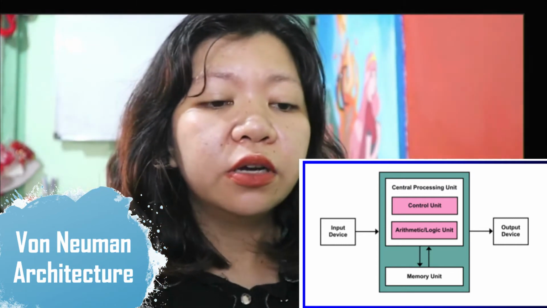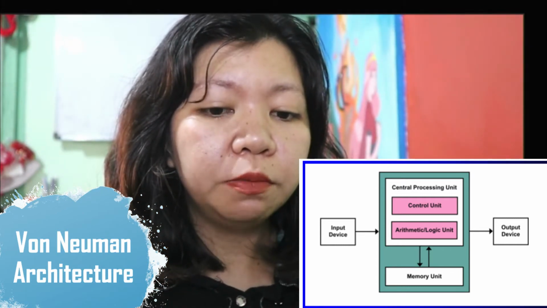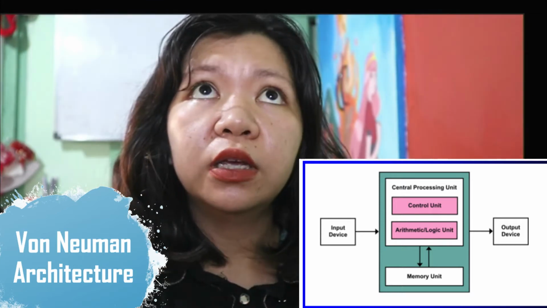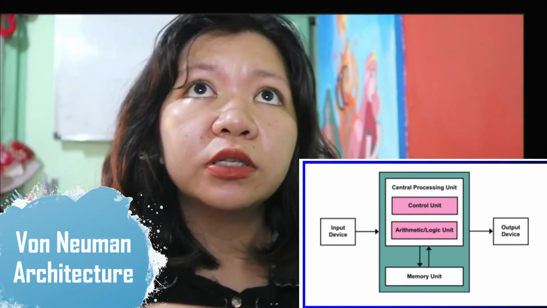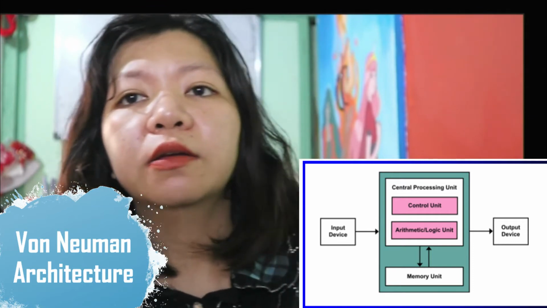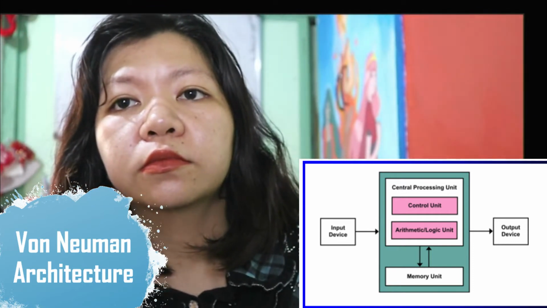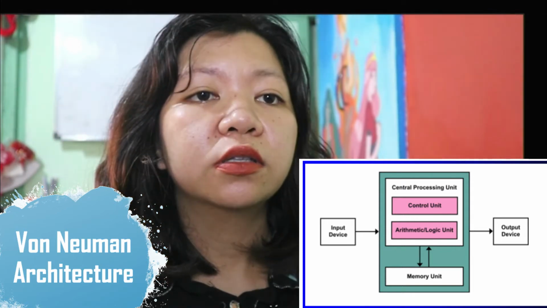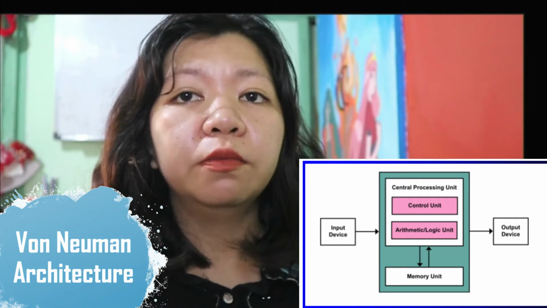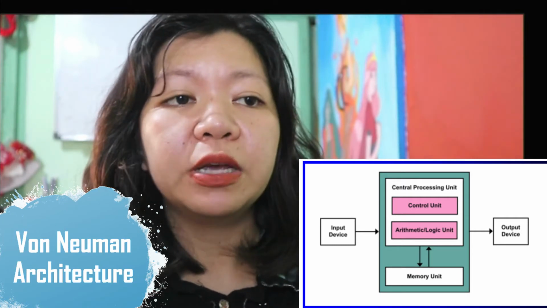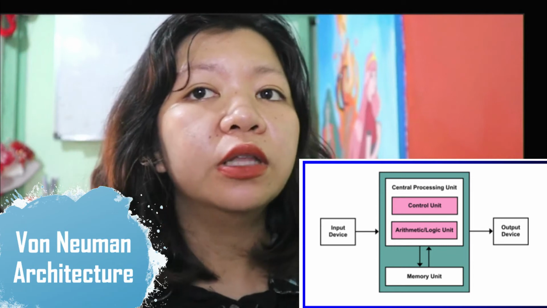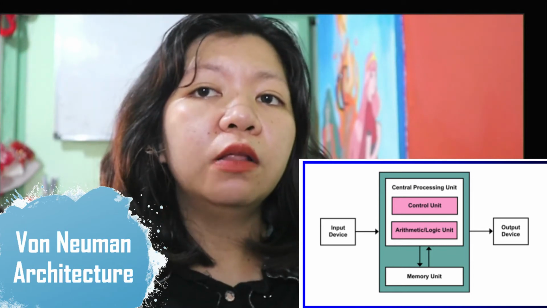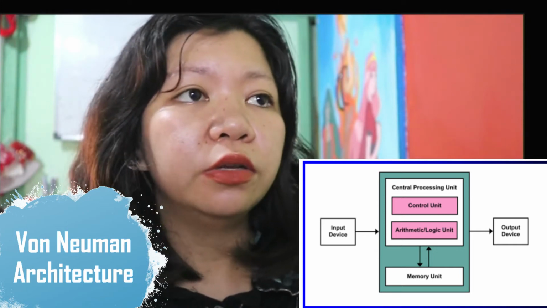So the constant interaction happens between the CPU, the central processing unit, and the memory unit. So the input unit, once lang siya. So kung makikita natin, the input unit or input devices are may isa lang siyang arrow that's going into the central processing unit and the memory unit. Pero meron dalawang arrows vice versa sa central processing unit and the memory unit.